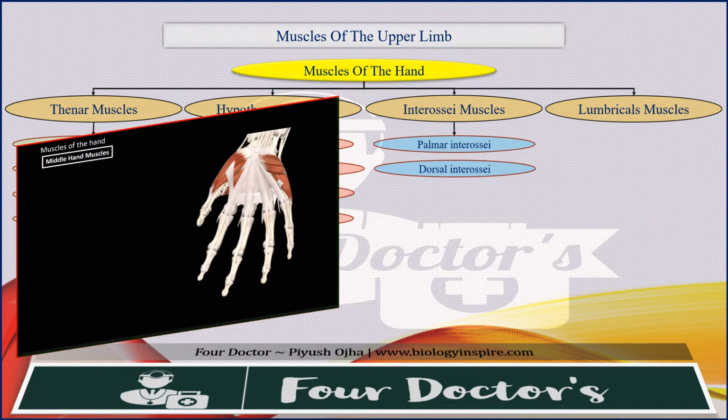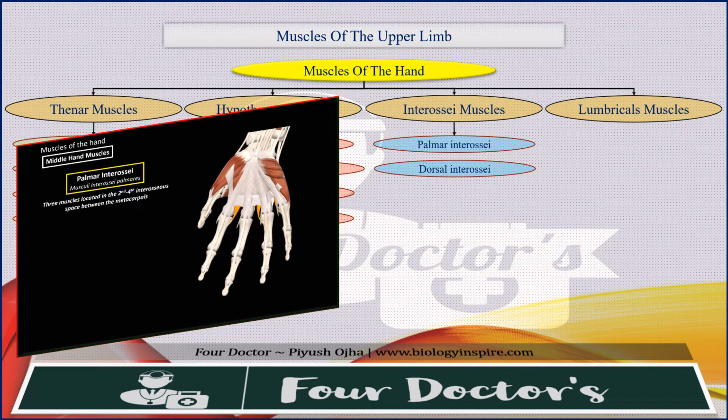Now let's talk about the middle hand muscles, and we will start with the interossei muscles. There's a palmar interossei and a dorsal interossei. So let's do the palmar interossei first. The palmar interossei are 3 muscles located in the 2nd to 4th interosseous space between the metacarpals, as you see here. So let's remove and fade a couple of muscles to see them better.